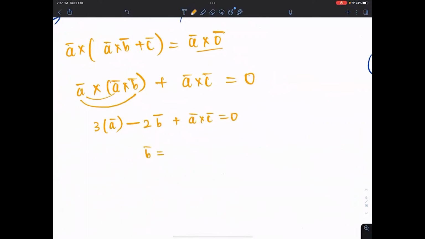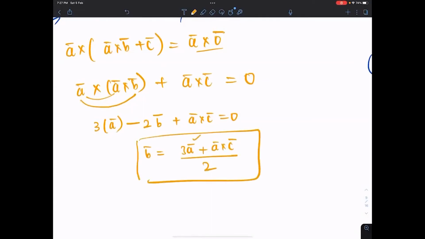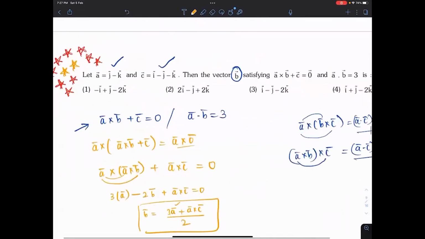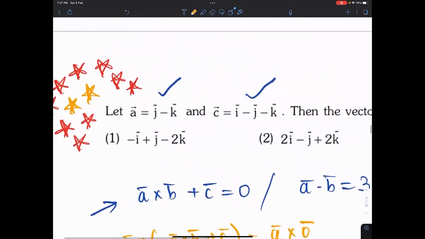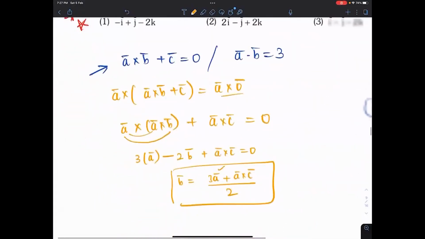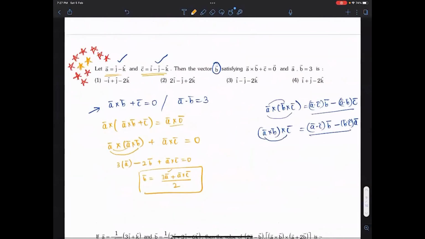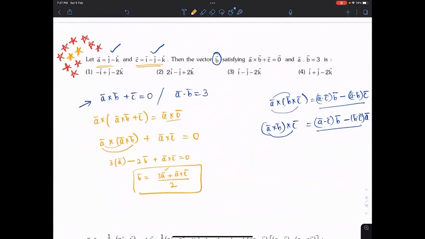So what will be B bar? B bar equals 3 times A bar plus A bar cross C bar, divided by 2. Now, do you know A bar? Yes. Do you know C bar? Yes. They have given in the question, A bar and C bar. So if you know both of them, then I think you can find B bar. No? Okay. This question you take a screenshot. Okay. Next.